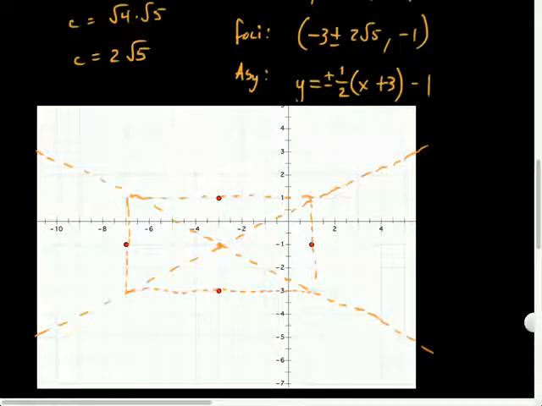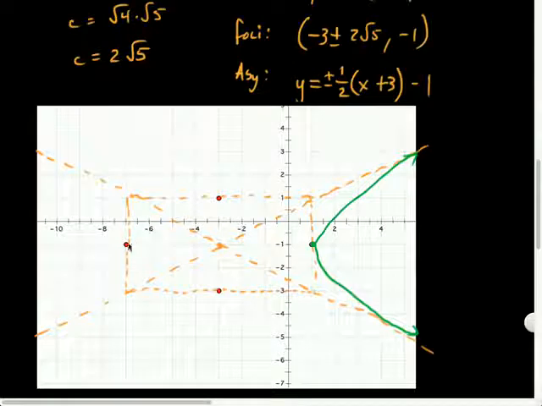So let's graph this. The vertex is here, and it approaches that asymptote infinitely and never gets there. That's a little pointier than I mean, but you know what I'm saying.